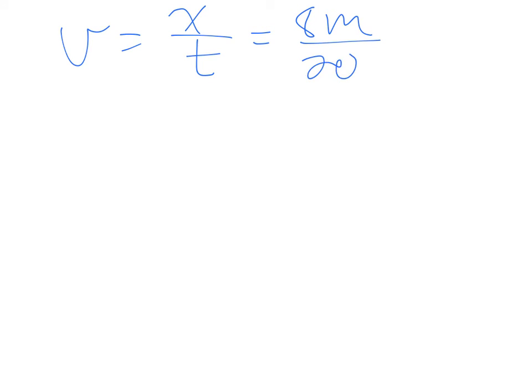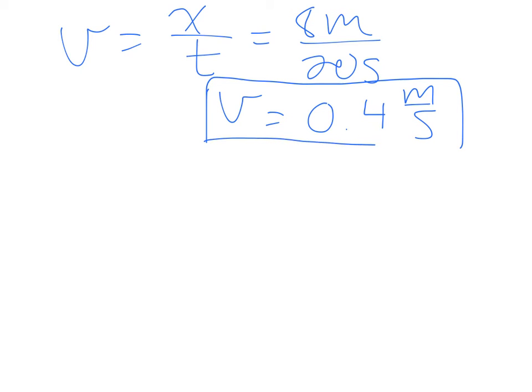Next thing it asks for is her speed. So how fast was she going the whole time? Speed equals your total distance divided by the time. So this equals 8 meters divided by 20 seconds. 8 divided by 20 is equal to 0.4 meters per second. Her speed gives us absolutely no indication of which way she was moving, it's just telling us how fast.